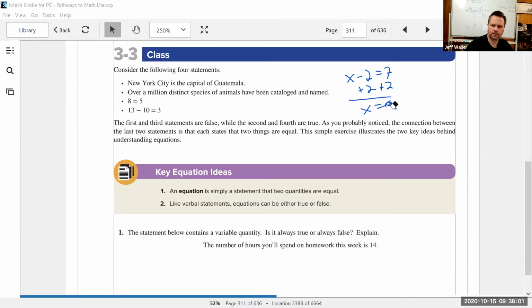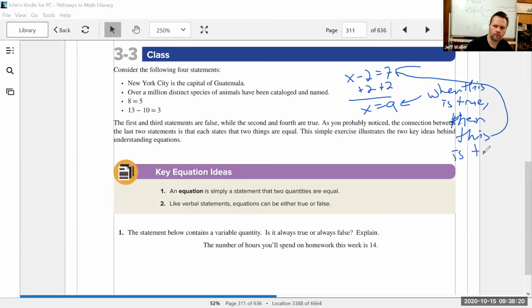Sorry. Go away. Okay. What this really means is when this is true, then this is true. So when this statement is true, then this will be true. That's what it means. All right, I like it.